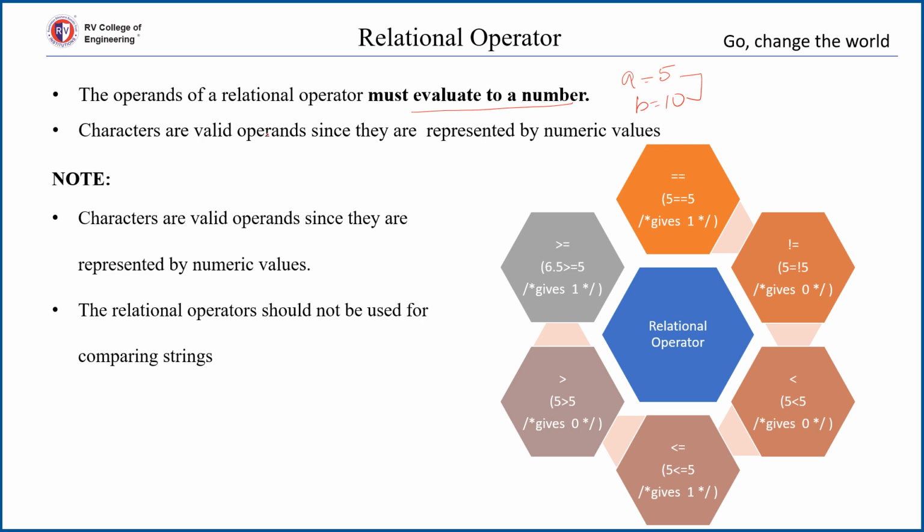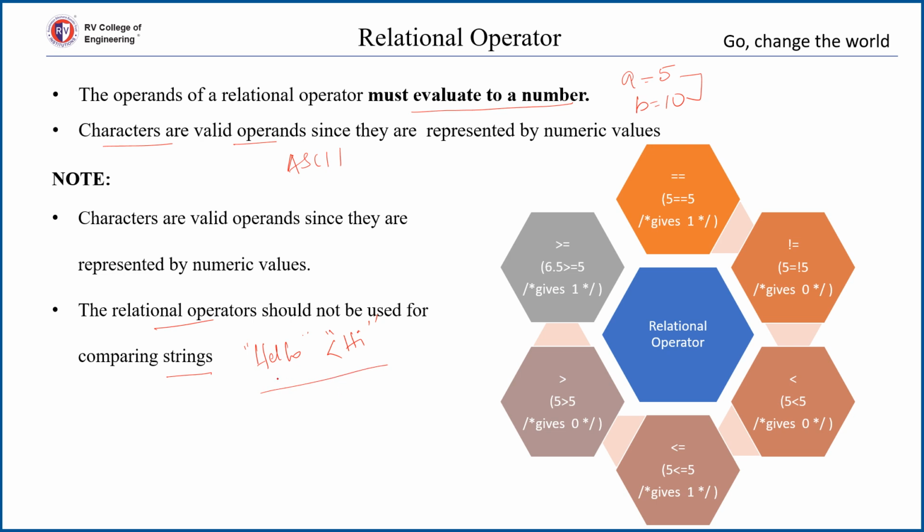Points to consider: characters are valid operands for a relational operator because we have something called ASCII values associated with every character. But you have to keep one thing in mind: you cannot apply relational operators to compare strings, because it is basically the address that is compared. Whenever we have something like this, hello compared with hi using a relational operator, basically the addresses get compared and we may end up getting a wrong answer.